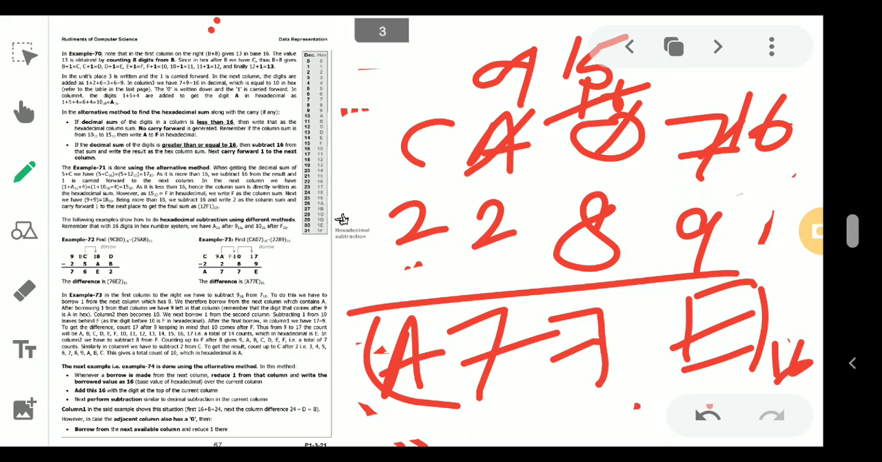So in this way, we can perform hexadecimal subtraction. I hope that the hexadecimal subtraction and hexadecimal addition rules are clear to you. Thank you, students. I'm ending my lecture over here.